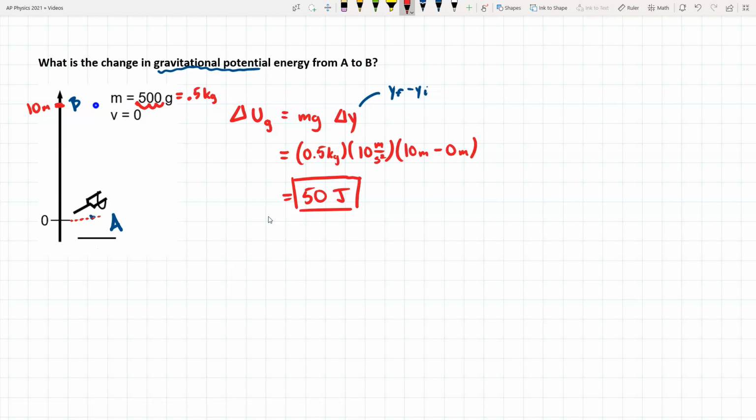Cool. So that's just some overall basic explanations of how to find the change in gravitational potential energy or use that equation to solve some other stuff. So, all right.